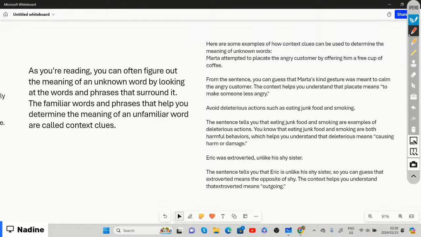So basically, if we look at the word placate, right, it says from the sentence, which is Martha attempted to placate the angry customer by offering him a free cup of coffee, you can guess that Martha's kind gesture was meant to calm the angry customer. So by giving, something like offering the customer a coffee, right?